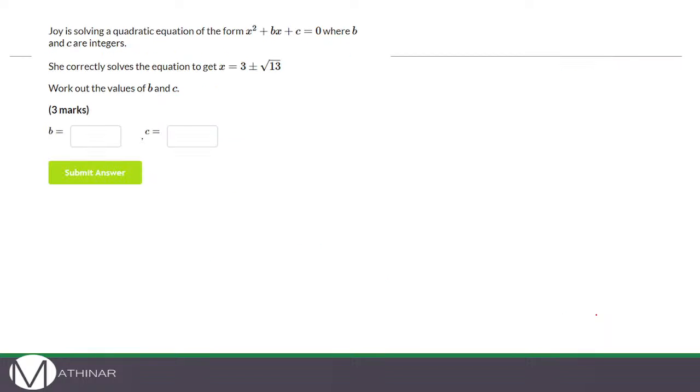Joy is solving a quadratic equation in the form of x squared plus bx plus c equals 0, where b and c are integers. She correctly solves the equation to get that, work out the values of b and c. Okay, so the way we can do this one is, imagine you are completing the square and solving, and you come to this answer. We're going to go in reverse.